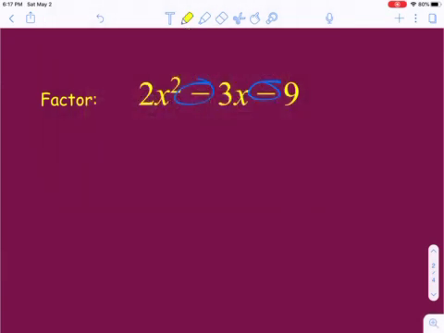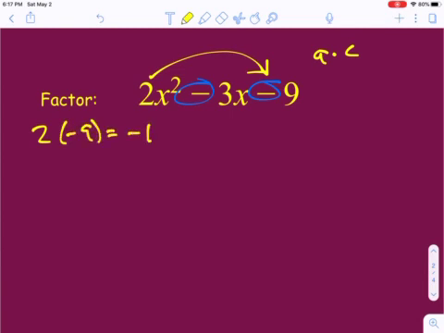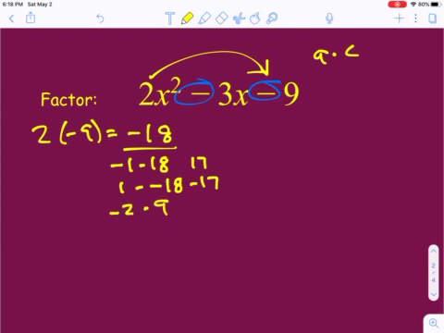All right, so let's start by doing 2 times negative 9, because you do a times c. So 2 times negative 9 gives me negative 18. Now, I want two factors that when I add them up give me negative 3. So negative 1 and 18 gives me 17. And 1 and negative 18 gives me negative 17. So that doesn't work. 2 and 9, right? If I have negative 2 times 9, that gives me 7, and the other one gives me negative 7.